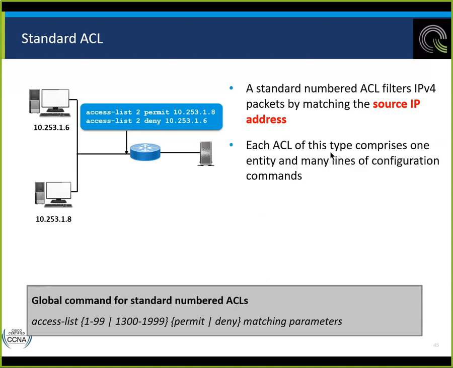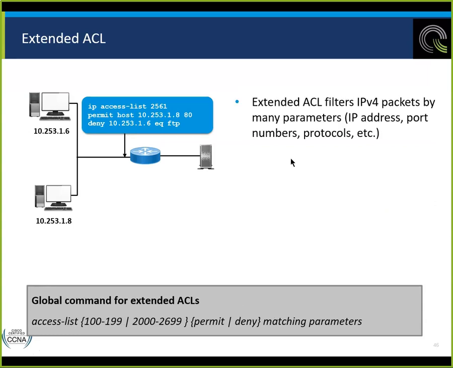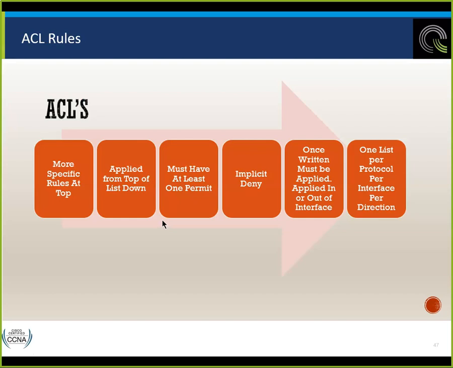Each ACL comprises one entity, many lines of configuration, and is enabled in one particular direction on an interface. Once we write the access list, we have to apply it to the interface as either inbound or outbound. The extended list is more extensive. We can specify source and destination IP addresses, as well as port numbers, so we can specify services that are available to the individual.